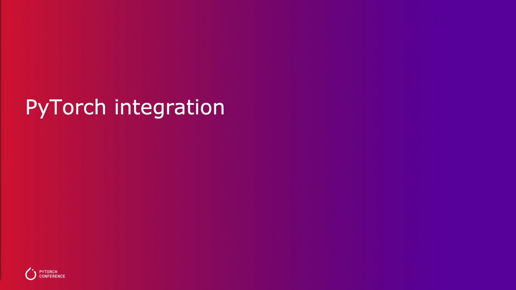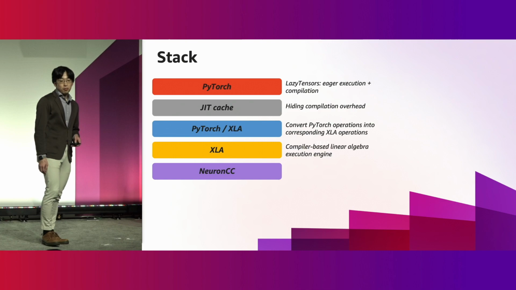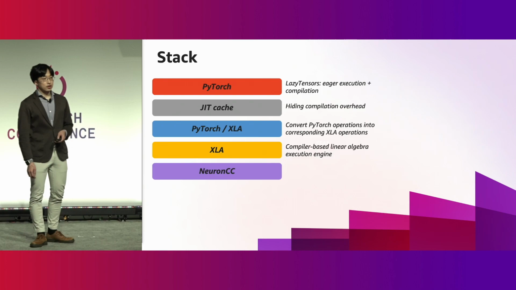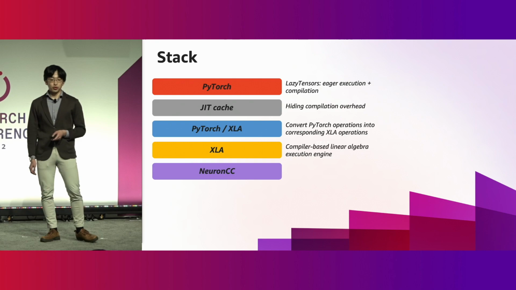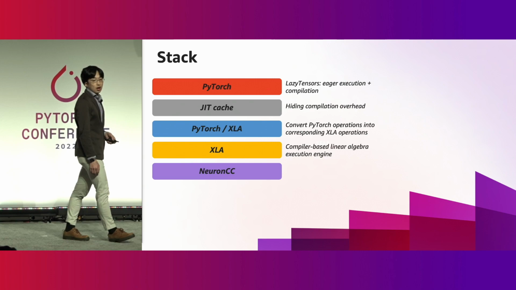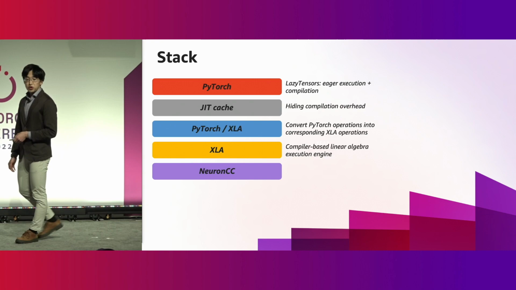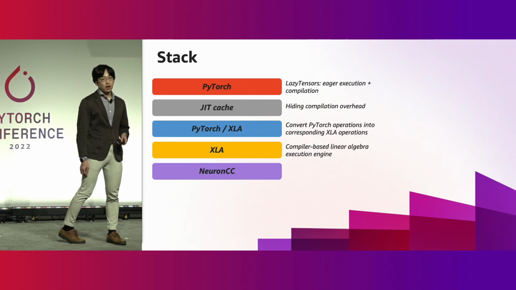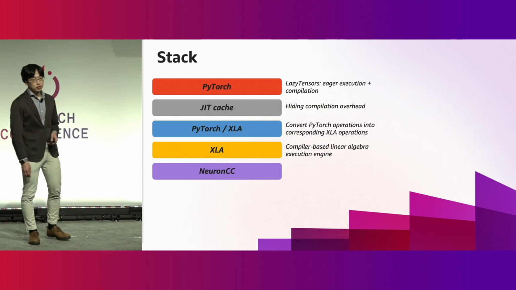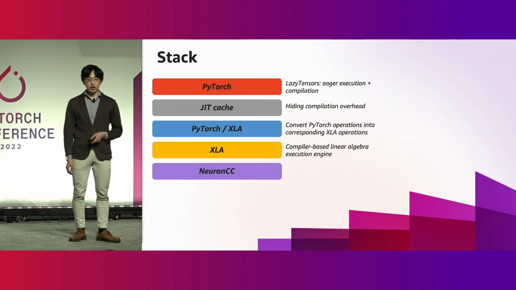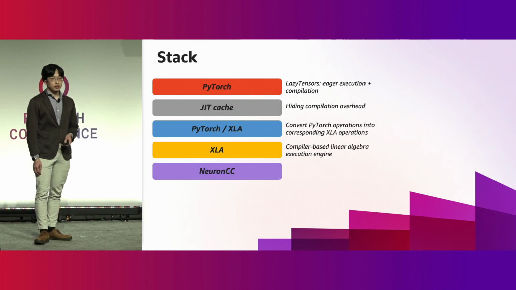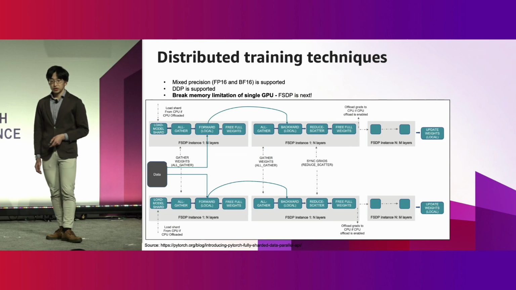Let me lastly explain the PyTorch integration. PyTorch integration of Trainium is enabled by the software stack shown here. In the first layer, we have PyTorch, of course, which has lazy tensors for eager execution and compilation. The second layer is the JIT cache, which hides compilation overhead and eases development of machine learning models. PyTorch XLA converts PyTorch operations into corresponding XLA operations, and XLA is the compiler-based linear algebra execution engine. All of this enables distributed training.